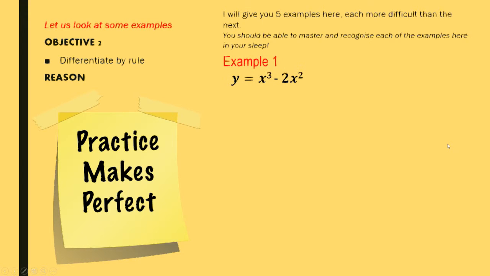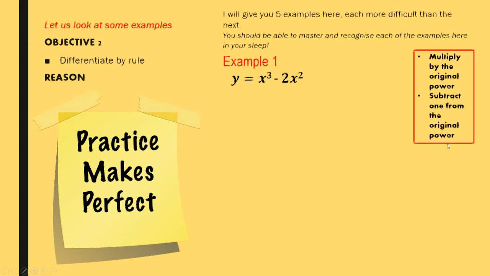So the first example: y equals x cubed minus 2x squared. I'm going to put my rules here at the side: multiply by the original power and subtract 1 from the original power.